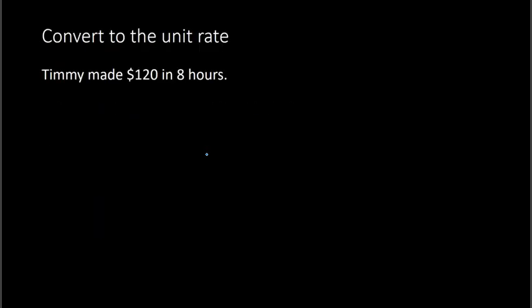So let's say you had this example where Timmy made $120 in 8 hours, and you are told to convert to the unit rate. So we know that he makes 120 in 8 hours, so I can take 120 divided by 8, and that's dollars per hour. Now we want to know how much he's making for 1 hour. That is my unit rate. So I can reduce this, 120 divided by 8, that's going to give me 15 over 1. So that means he makes $15 in 1 hour, or $15 per hour.